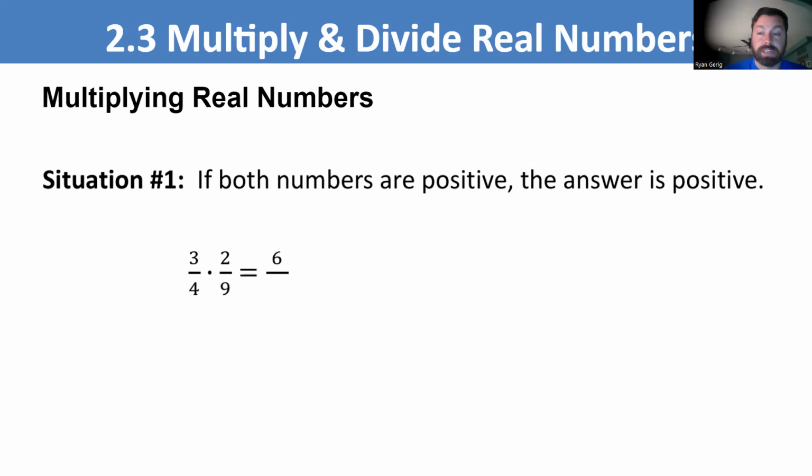We can just multiply straight across the numerator and straight across the denominator. So 3 times 2 is 6. 4 times 9 is 36. The one thing you do have to make sure you do is reduce. I see that 6 and 36, I can divide both of those by 6. So I need to do that.